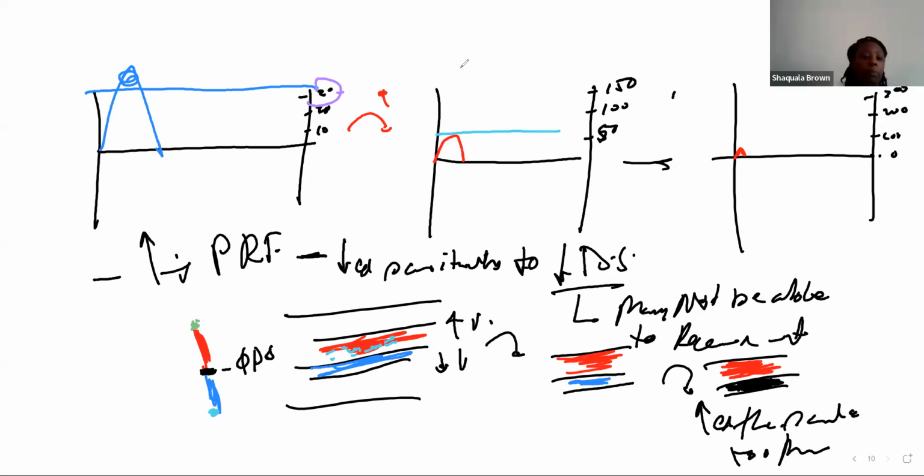So just keep that in mind. That's one of the main disadvantages of increasing your scale.